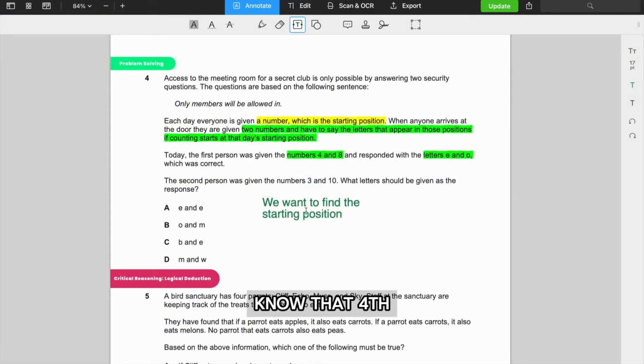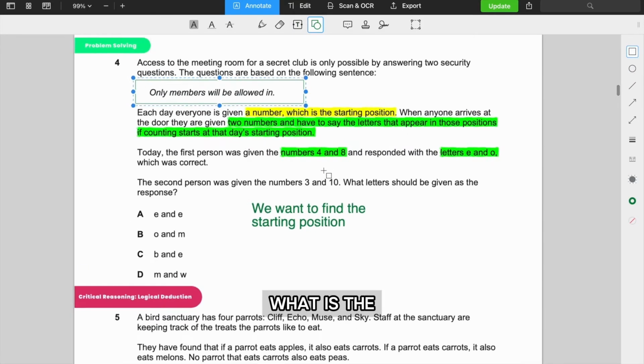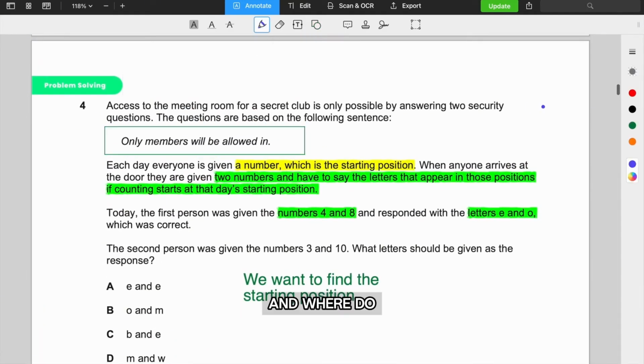So if we know that the 4th and 8th positions give us E and O, based on this sentence, which is "Only members will be allowed in," what is the starting number? So where do we have E and where do we have O? Okay, so let's scour the sentence for the letters E and O. So we have E here. So if that's position 4, position 5, 6, 7, 8, 8 would be R. So that won't make sense because we need the 8th position to be O, right? We need the 4th position to be E, the 8th position to be O. So it can't be that E.